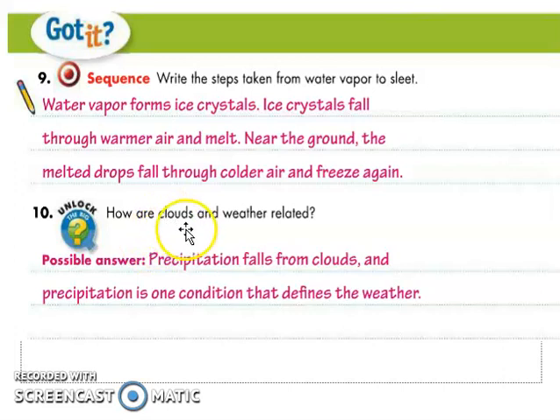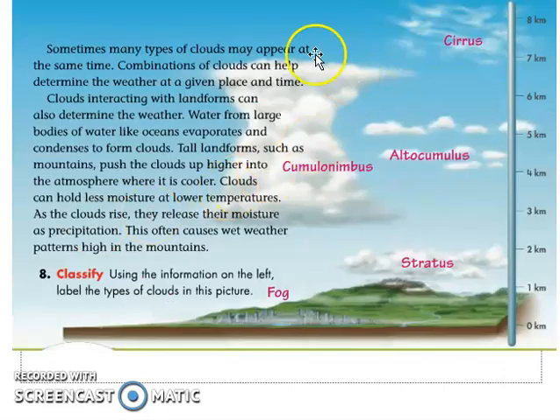Question number 10. How are clouds and weather related? Precipitation falls from the clouds. And precipitation is one condition that defines the weather. So by just looking at the clouds, you will know what the weather will be today. If you see a cumulonimbus, like this one outside, for sure this will be a warning for you. Oops, I need to bring an umbrella or raincoat because rain might pour.